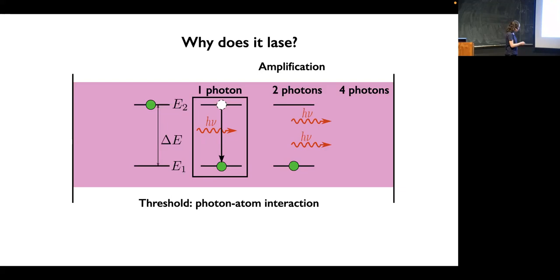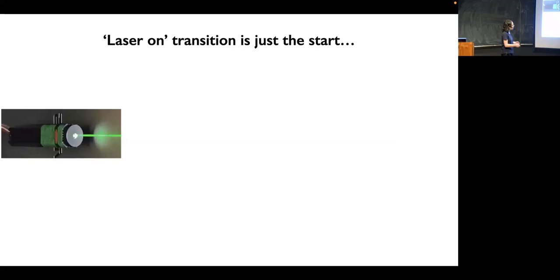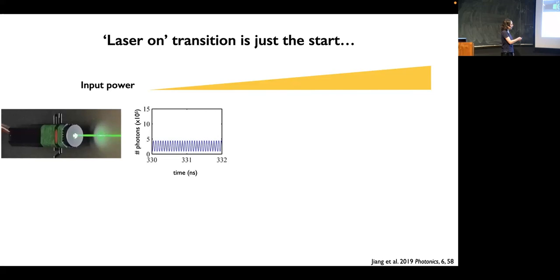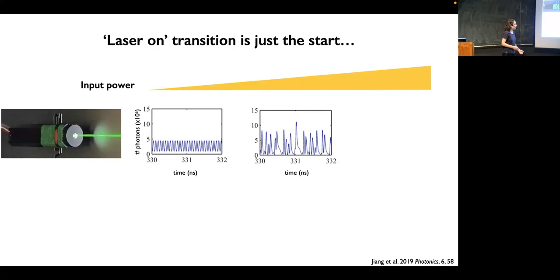So it turns out that for lasers, this is actually only the beginning. This first laser-on transition is, in many systems, followed by a number of other really rich, complex behaviors. For example, there are some lasers where if you send in a relatively low intensity of light, you actually get an oscillating amplitude set of photons out the other side. And then as you cross some magic line in intensity, all of a sudden these oscillations become chaotic. And then as you go to even higher intensity, all of a sudden this chaos entirely disappears.